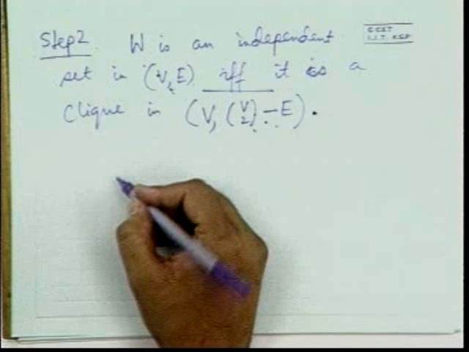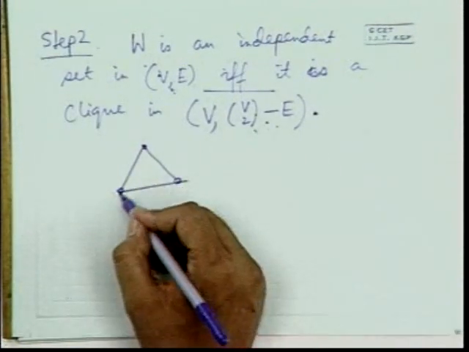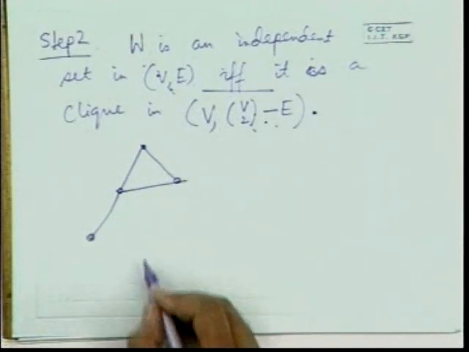So a simple example, let me take a simple example for those who are still confused. So let's take this example. This is the graph V, E.